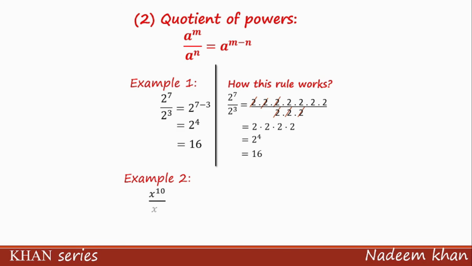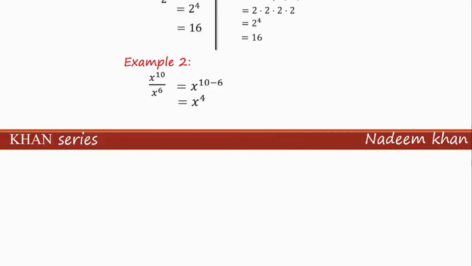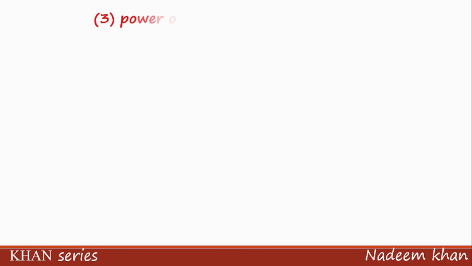Example 2. X to the power 10 divided by x to the power 6. Again, bases are same, so we keep the base x and subtract the exponent 10 minus 6, which is x to the power 4.